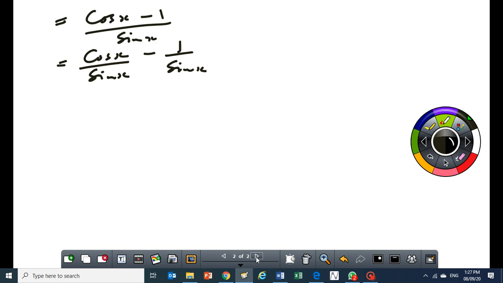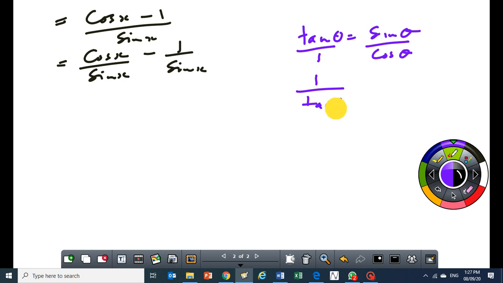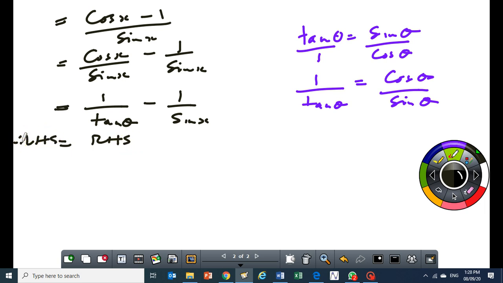Now, this is very important, so pay attention carefully. If I tell you that tan theta is equal to sine theta over cos theta, remember the denominator here is cos theta. If I swap the numerator to become the denominator on both sides, you will get 1 over tan theta, that's equal to cos theta over sine theta. So this is the same as 1 over tan theta. Based on that, the right hand side is equal to your left hand side, and then you're done.